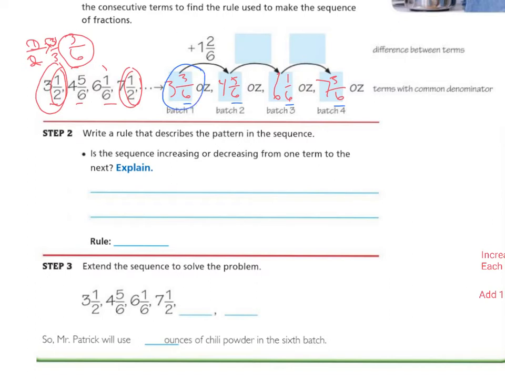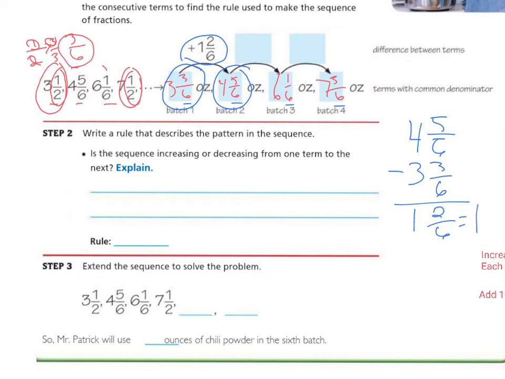Well, 3 3/6 and 4 5/6, the difference between that is 1 2/6. Right? Because if I have 4 5/6 and I subtract 3 3/6, I get 4 minus 3 is 1, and I get 5 minus 2 is 2, 2/6. Or you could say 1 1/3, right? But let's look and see. The difference between 4 5/6 and 6 1/6 is also 1 2/6. Let's look at 6 1/6 and 7 3/6. Again, it's 1 2/6. Or you could say 1 1/3 if you're going to reduce it.